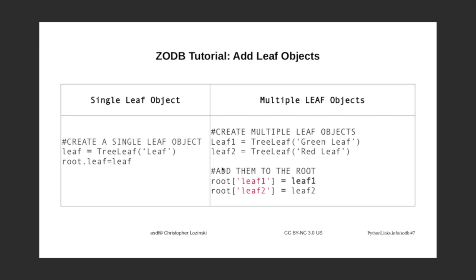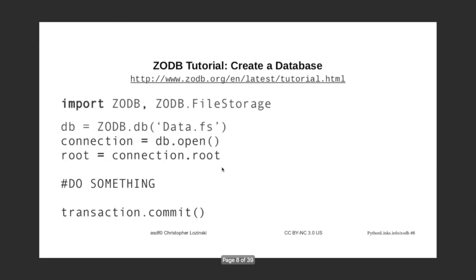Okay, so how do you add a leaf object? So first we're going to create a leaf, tree leaf, and you can just say root. You start off with a root object and you say root.leaf equals leaf. Okay, so that's for one object, but in reality you get lots of objects. So use these containers. And we're going to create, on the right hand side, two different leaves, and then we're going to set root of leaf 1 equal to leaf 1 and root of leaf 2 equal to leaf 2. So that's basically how you add stuff.